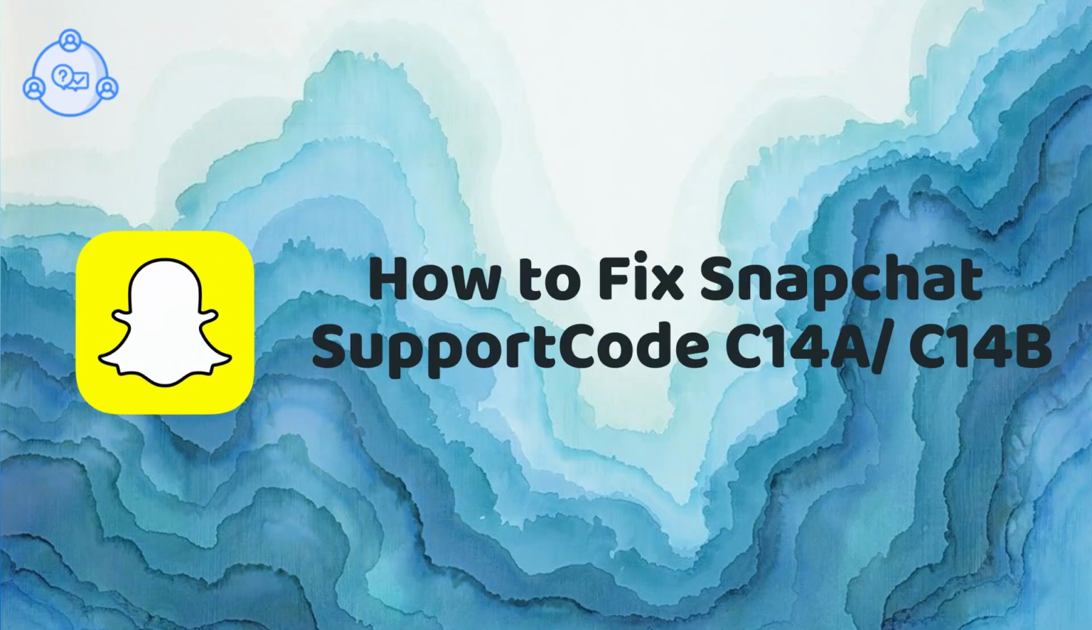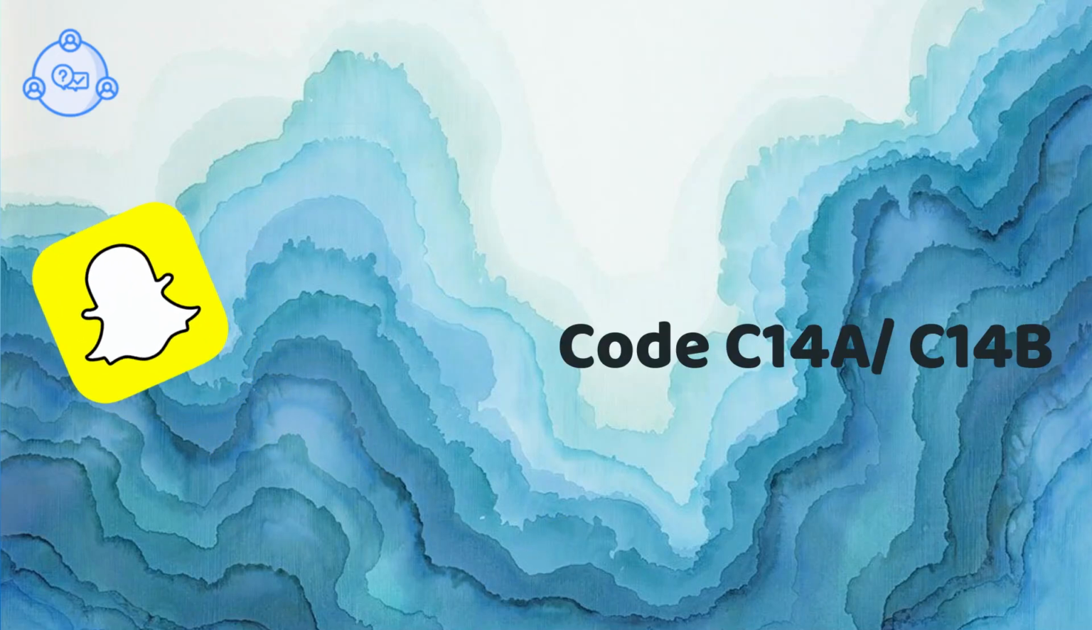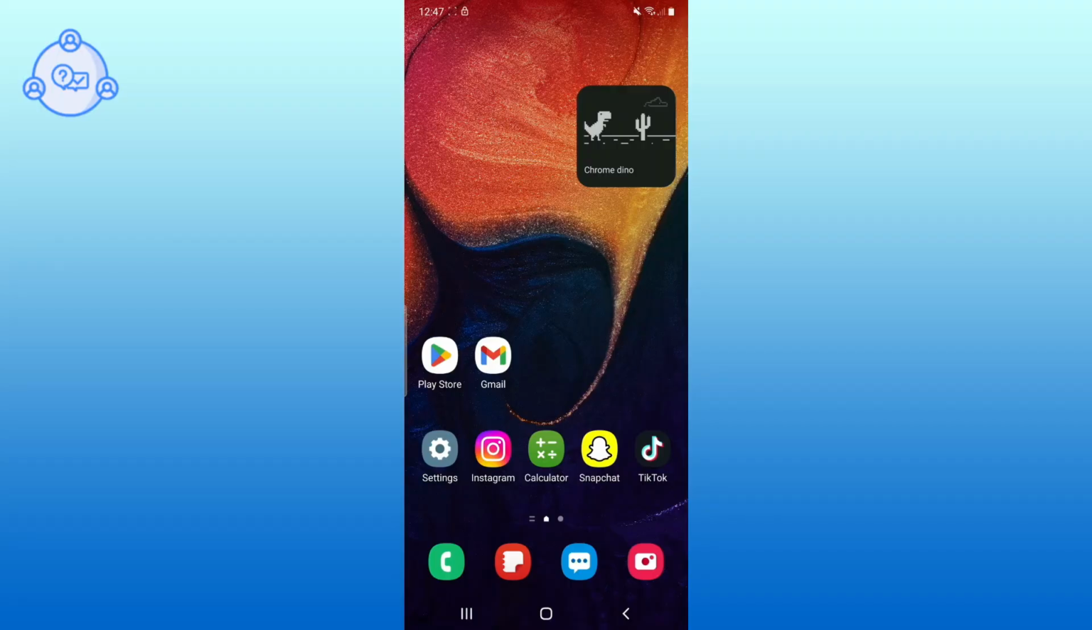How to fix Snapchat support code C14A or C14B. This could be caused due to poor network connectivity and many other factors. So follow these steps to fix it.